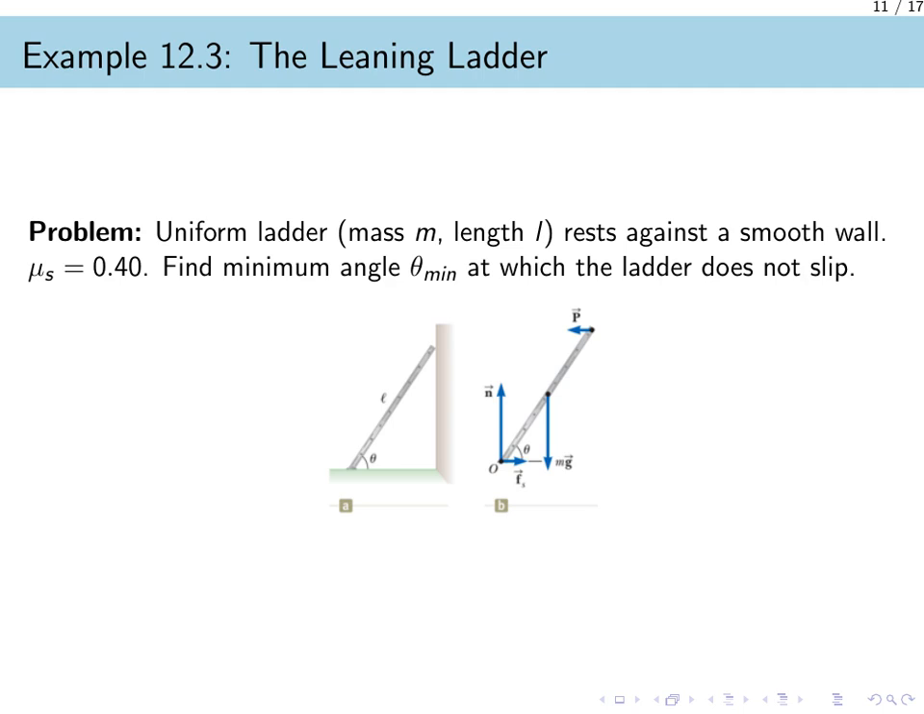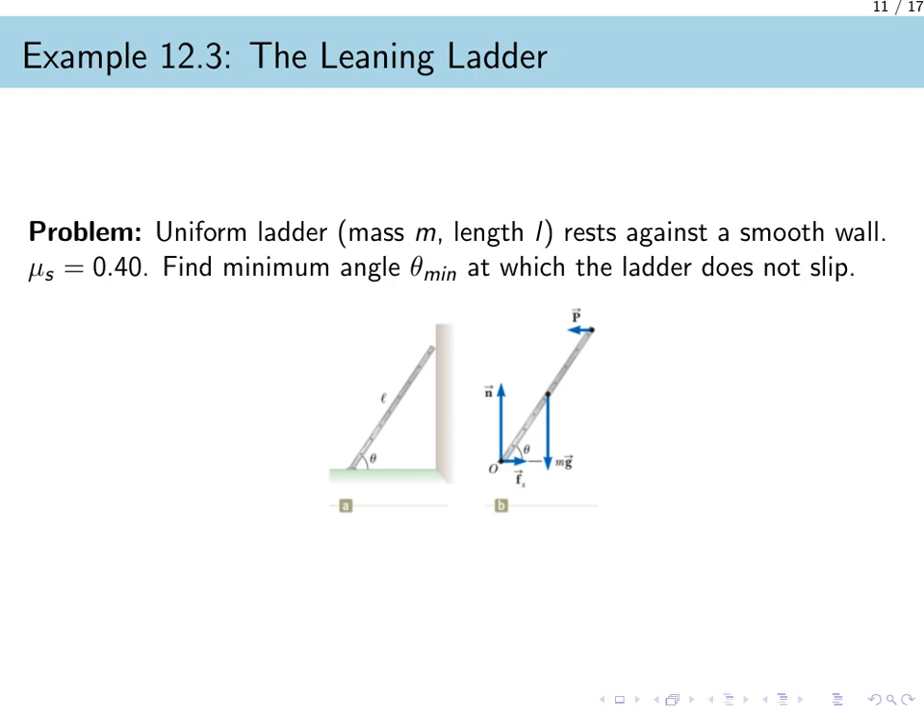The setup involves a uniform ladder of mass, m, and length L, resting against a perfectly smooth vertical wall. The term, smooth wall, is an important simplification. It means we can ignore any friction at the point of contact with the wall. The only force the wall exerts is a normal force, perpendicular to its surface.